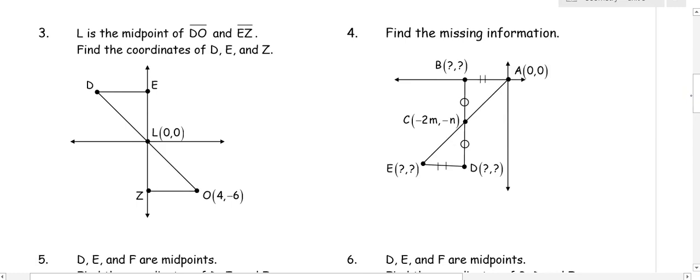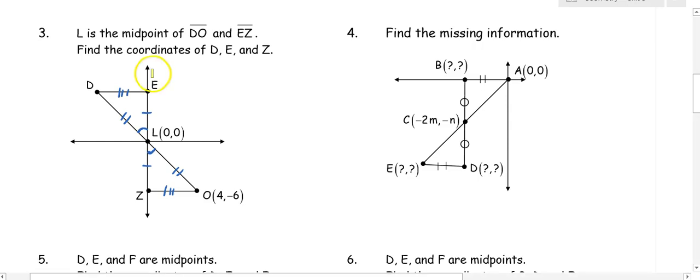Number 3, L is the midpoint of DO, which bisects that into 2 congruent parts, and of EZ. So EZ is also bisected into 2 congruent parts. Find the coordinates of D, E, and Z. So thinking back to the last chapter, we have vertical angles because this was like a bow tie problem, which means that those triangles are congruent by side, angle, side. So we also know that the third set of sides in these triangles are going to be congruent, which is going to be helpful when we're trying to find our missing coordinates.